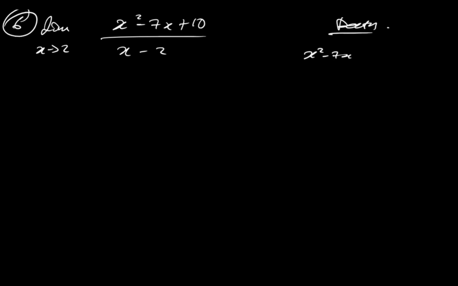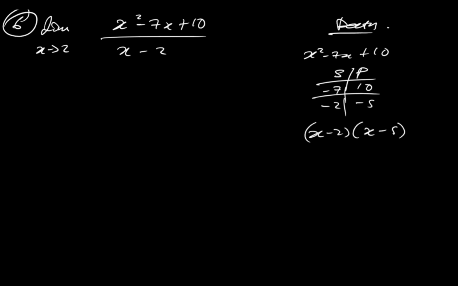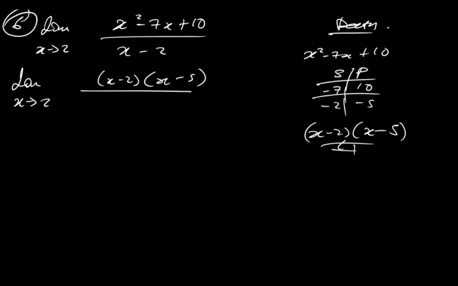X squared minus 7x plus 10. To factorize this, just look for the sum and product, of which the sum is minus 7 and the product is 10. The factors are simply just minus 2 and minus 5. So this gives you x minus 2 and x minus 5. So you get this, bring it back. So you have lim as x approaches 2 of x minus 2, x minus 5 over x minus 2.